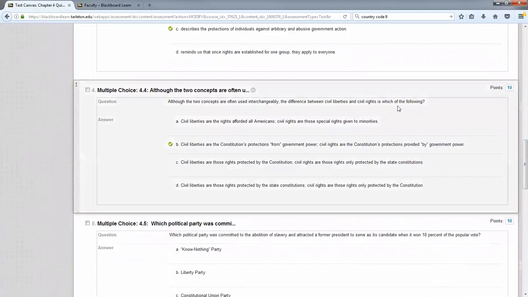Although the two concepts are used interchangeably, what's the difference between civil liberties and civil rights? Civil liberties are the constitutional protections from government power. So this thing the government cannot do, the government cannot infringe upon your freedom of speech. The government cannot force you to quarter soldiers like the British did. Civil rights are protections by the government.